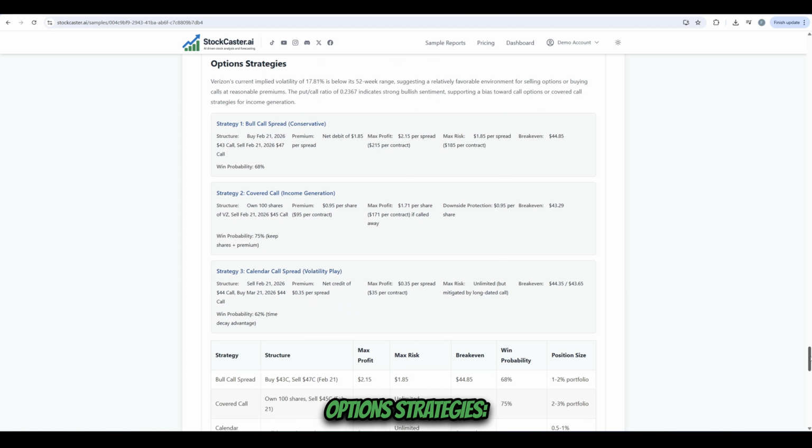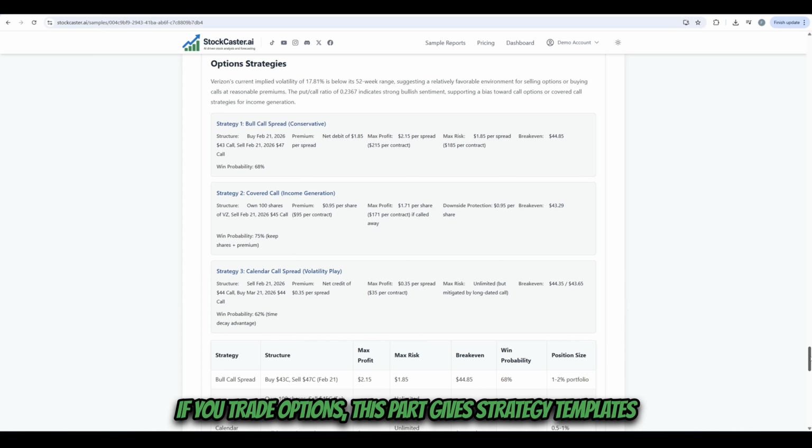Option strategies. If you trade options, this part gives strategy templates and the key things you need to compare. Max profit, max risk, break-even, and a stated win probability. Even if you don't trade options, this section still has value because it shows where options markets are concentrating strikes. That can align with support-resistance levels.